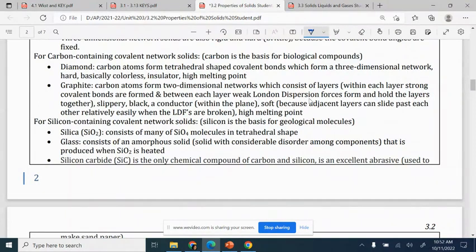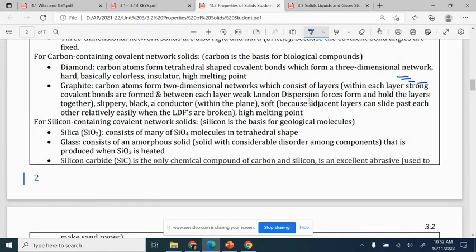Graphite then is carbon atoms, and these are going to form two-dimensional network solids. They're going to be layers, and remember those layers are what you break off as you're writing on your paper. Okay. Silicon-containing network solids. These are your silica, which is mostly sand. That's what your sand is.